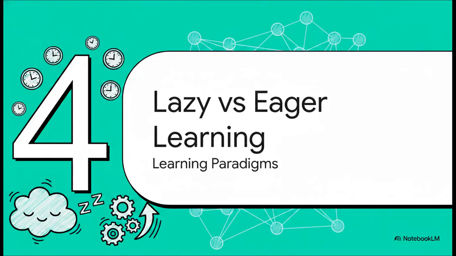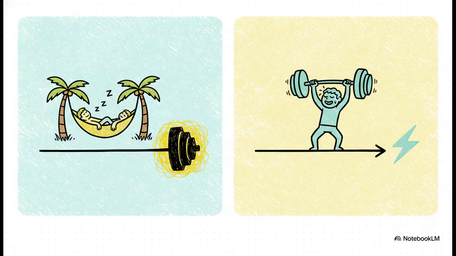Let's pivot a bit for Section 4, lazy versus eager learning. This is a massive paradigm shift in computer science. Most models out there, like neural networks, are what we call eager learners. They do incredibly heavy computation up front during training to build these compact parameters. So when you ask them a question later, boom, the prediction is lightning fast.